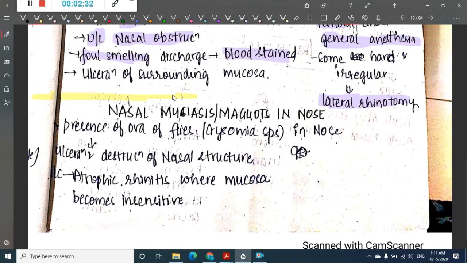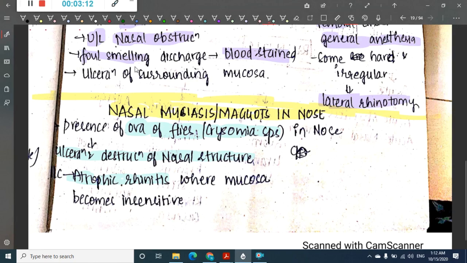Then after rhinolith we have something called nasal myiasis or maggots of the nose. Nasal myiasis is the presence of ova of flies, that is Chrysomyia species. Fly ova are laid in the nose, and this leads to ulceration and destruction of the nasal structures. It can even cause atrophic rhinitis most commonly. So this is about nasal myiasis or maggots of nose.